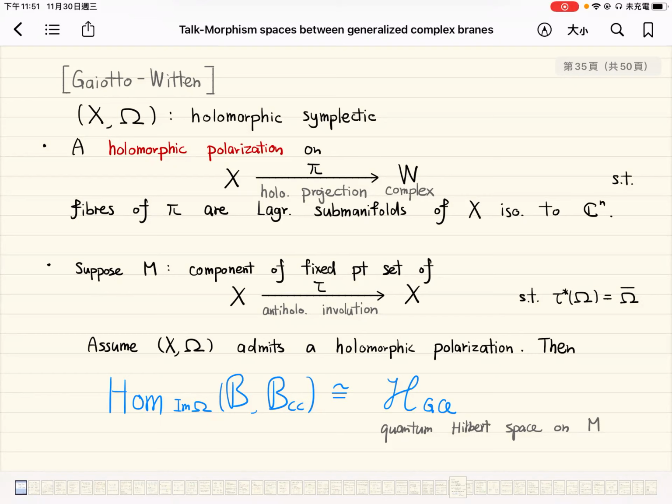And if we equip the X with an anti-holomorphic involution, then we can talk about the fixed point set M, or maybe a component of the fixed point set M here. Then it serves as also a Lagrangian brane in X. Then in this situation, they said that because we have the holomorphic polarization, the morphism space between the B and B_cc can also be related to the quantum Hilbert space for the geometric quantization.